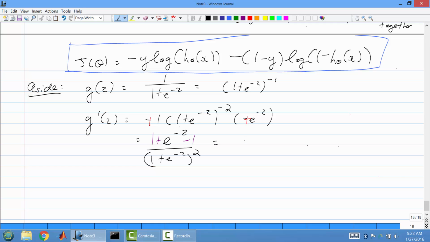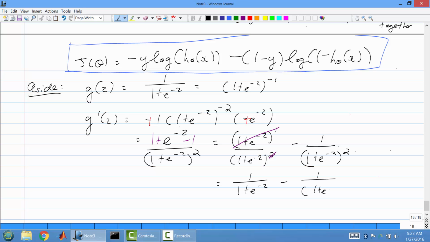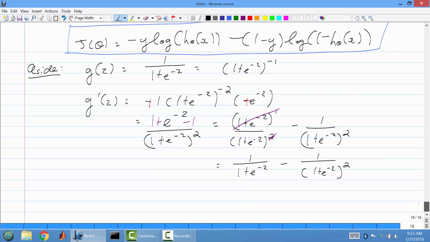So in this case, I can split this up into two fractions. There's 1, and then here's another 1. If you take a look, this is essentially to the power 1, so I can take one of these and cancel with one of those. So this becomes 1 over (1 plus e to the minus z). Now there's a common factor of 1 over (1 plus e to the minus z) that I can factor out, and this becomes 1 minus 1 over (1 plus e to the minus z).